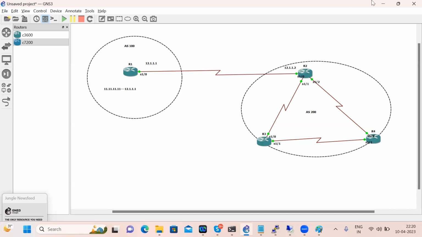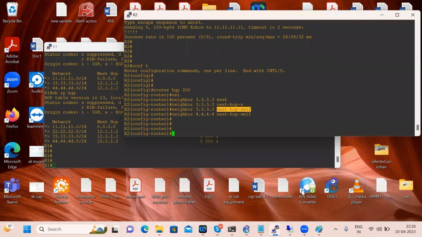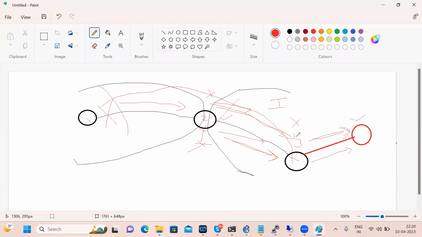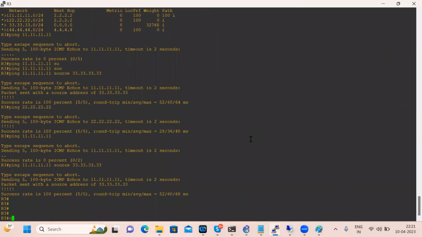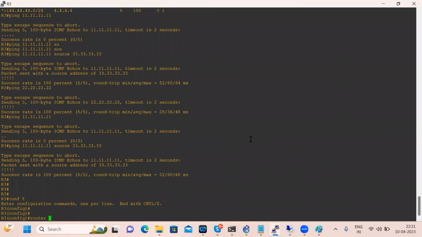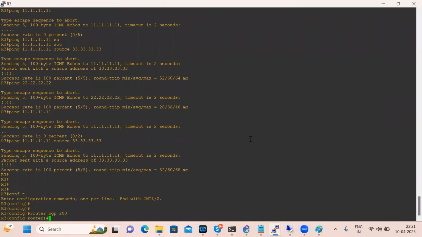So route reflector, how will you run it? Let me explain in this diagram only. You have to break that rule on router 3 only. You don't have to do anything on router 2 and router 4, because router 3 is the one exchanging the IBGP routes from one router to another. Let me write down the command on the router so you will understand properly. Router BGP 200.